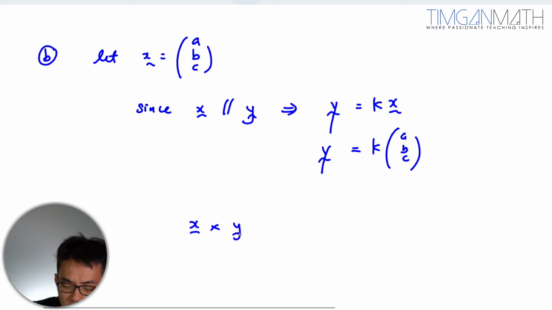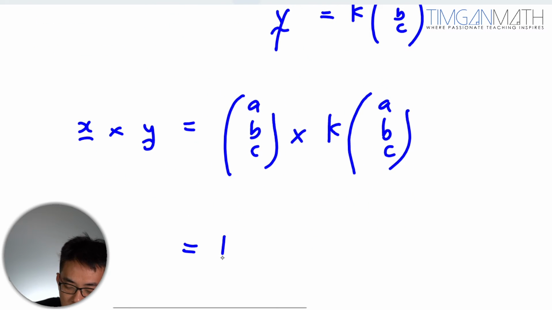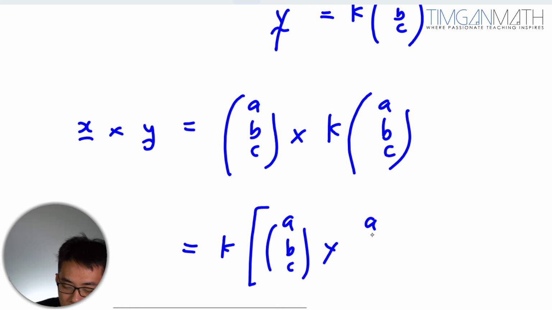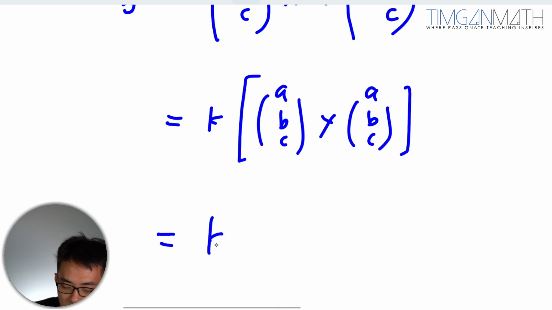I think this is pretty okay. So x is actually a b c cross with k a b c here. So we know that this is just k. The k can be brought out, so we're going to just write a b c cross a b c like that.